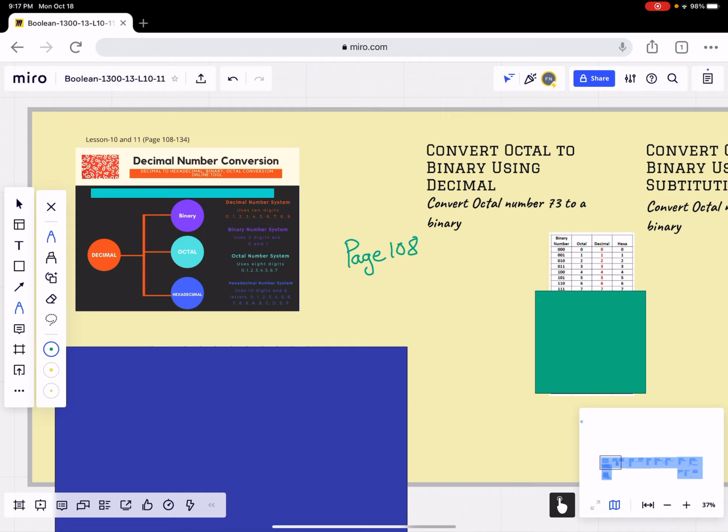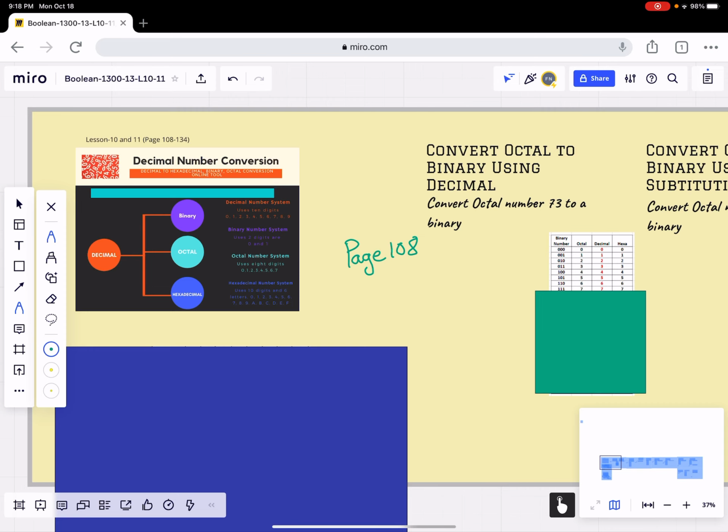Hello everybody. So this week we're going to talk about number system conversion. We're gonna deal with binary, octal, hexadecimal, and decimal systems. We're gonna learn how to convert from one number system to another one. So let's get started. First, we're gonna convert from octal number to binary number using the decimal.